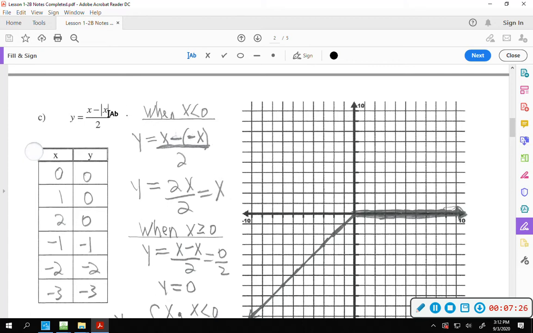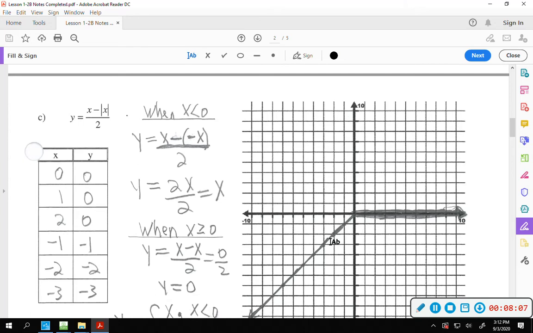Again, the value of x that makes the argument equal 0 for this absolute value is 0. So to the left of 0 is treated differently than the right of 0. When x is less than 0, I have to negate what's inside the absolute value bars in order to eliminate them. So it's x minus negative x. That becomes plus a positive. 2x over 2 is x. That looks like the line y equals x. It is. It just stops as soon as x goes beyond 0.